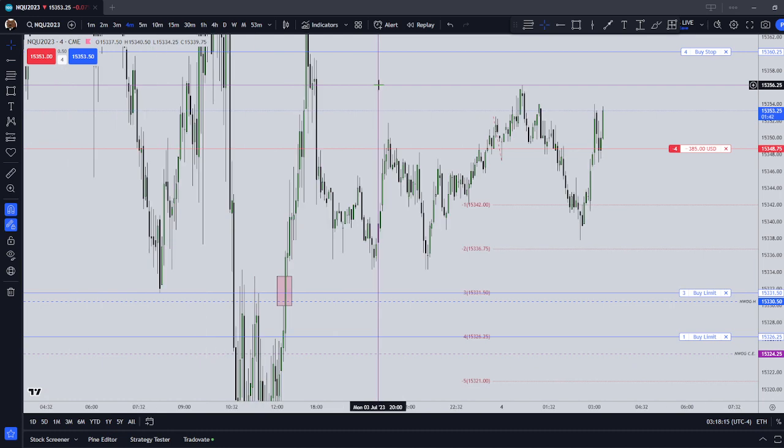Is it looking good? No, it's not. But this could be time distortion. This could be trapping, folks. It's possible that this is trapping. It is possible. I'm not saying it is. But ICT hasn't really taught time distortion. But this could be an example of it.